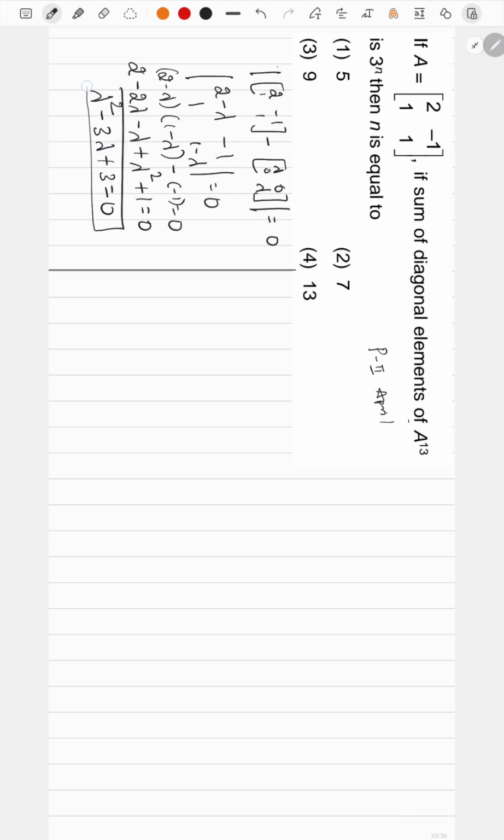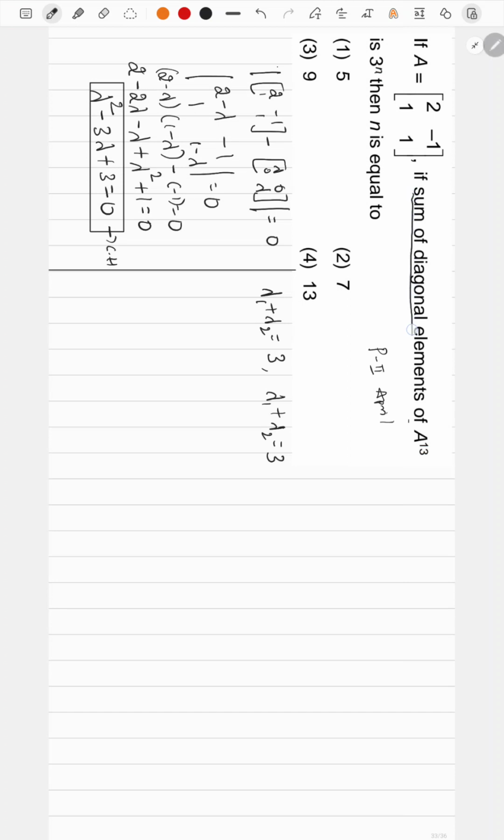We call this the characteristic equation in the Cayley-Hamilton theorem. Now lambda square minus 3 lambda plus 3 is equal to 0. For the roots of this equation, the sum of the roots, lambda 1 plus lambda 2, is equal to 3, and the product of the roots, lambda 1 times lambda 2, is also equal to 3.